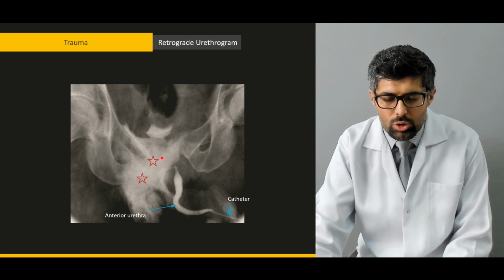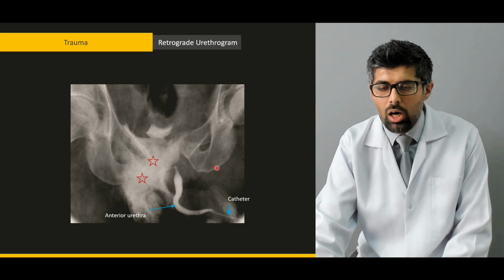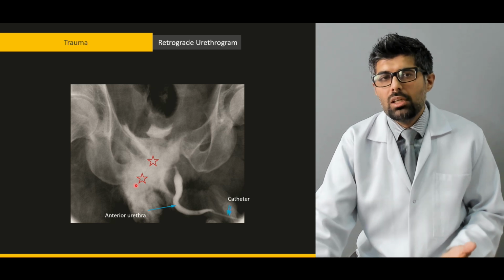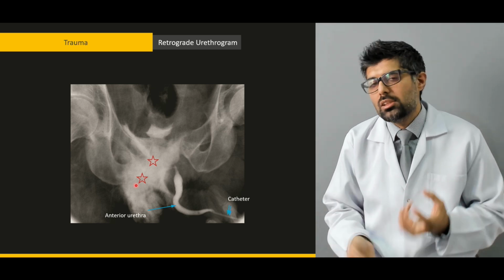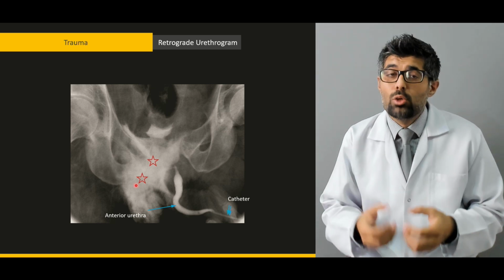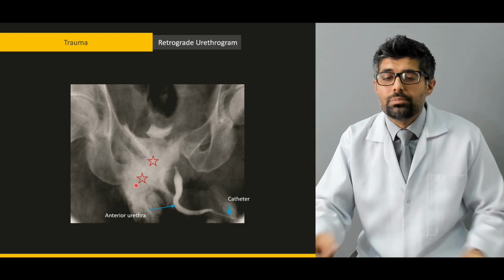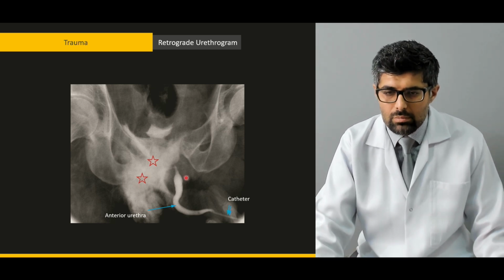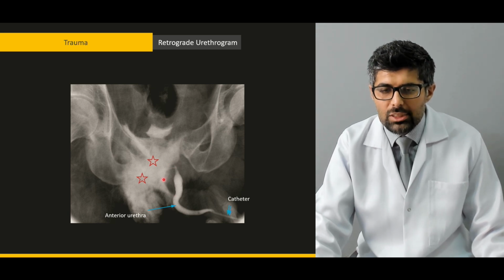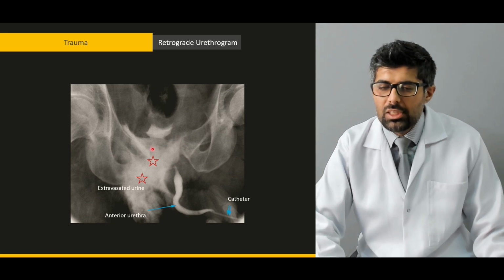Now, you cannot see the diastasis, but you can appreciate that both the ischium are not at the same level. So one can easily judge that there is some diastasis or fracture that has happened, which has led to the leakage of the contrast medium from the posterior urethra. So this is the point of the rupture, and all of this is the leakage of the contrast medium or the extravasated urine.